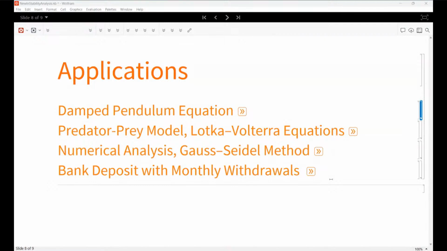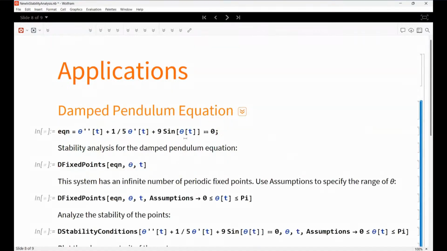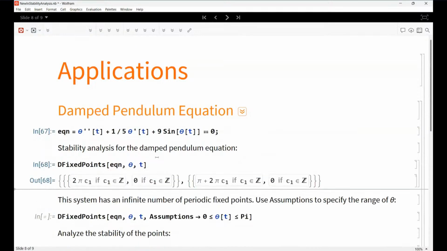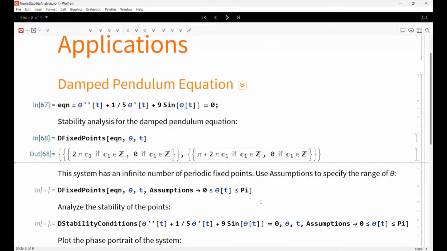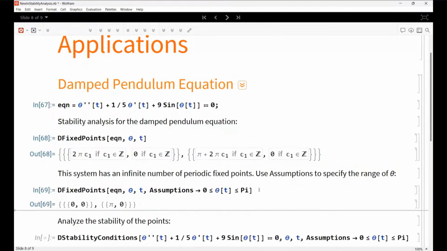The last part of my talk will be about applications of stability analysis. As a first example, let's consider the damped pendulum equation given below. Here, theta is the current angle of the pendulum. This example is interesting because it has an infinite number of periodic fixed points presented here. But due to the periodicity of 2 pi, we can use assumptions to specify the range of theta from 0 to pi to get only two most important fixed points.